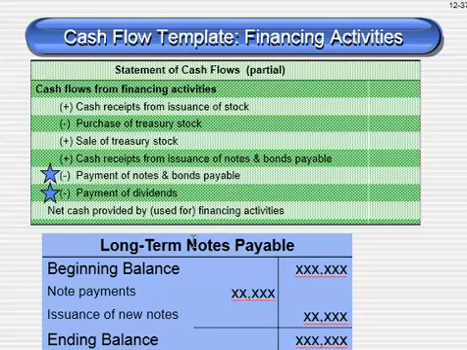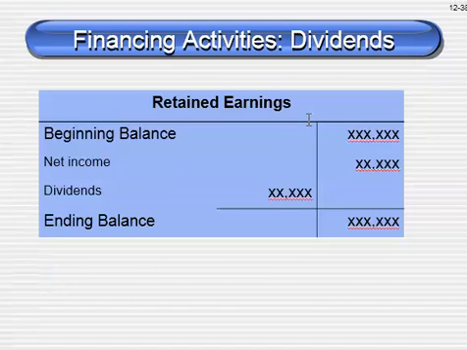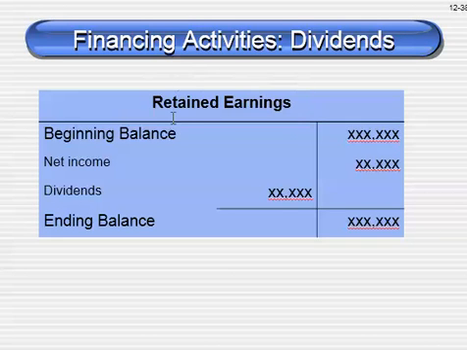Let's go ahead and look again at what the T account would look like for notes payable. Well, it starts with a credit balance, then any payments we make on those notes would be debited to the principal amount, and we would credit the issuance of any new notes in order to calculate an ending balance for our long-term notes payable.